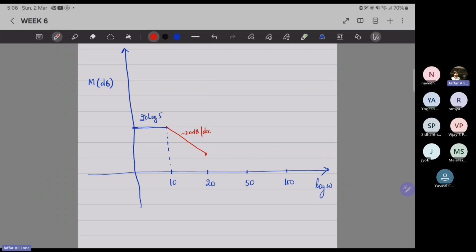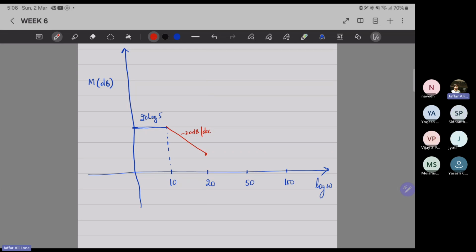So because you had a pole at 10, you got a contribution of minus 20 dB per decade till this point. So even if you have two points, what is the value of this point? What is the value of this point? You can easily find it from mathematics.